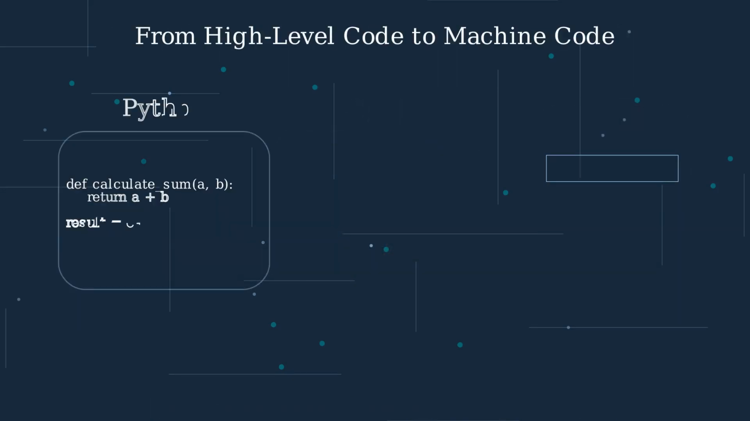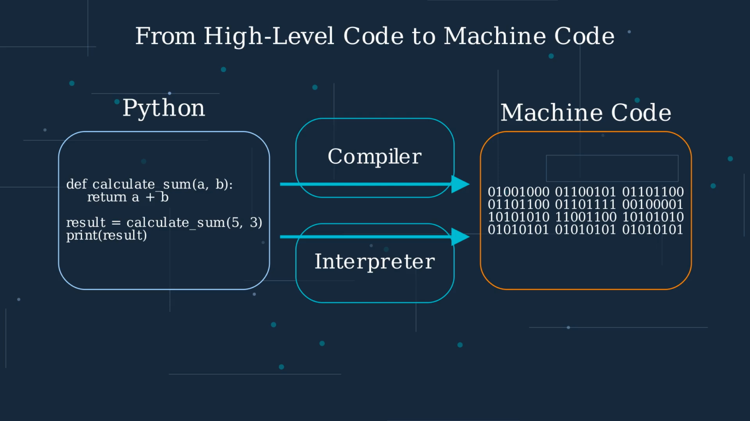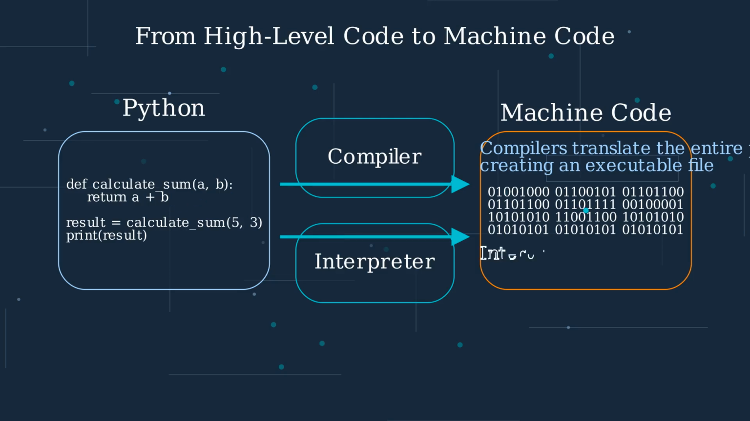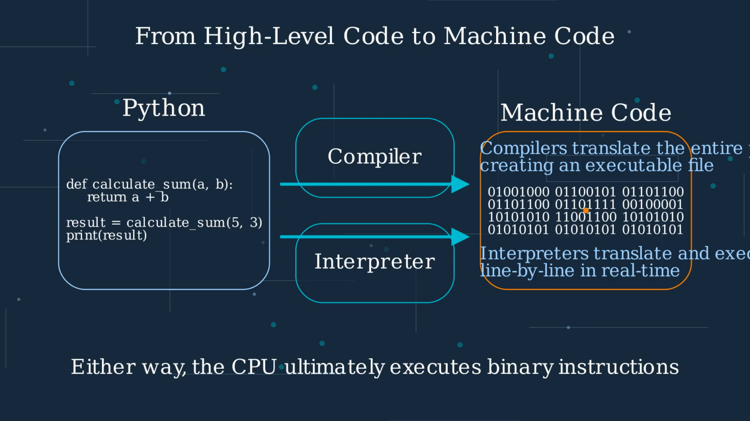Programs are written in high-level languages like Python or Java, which are human-readable but not directly understood by the CPU. Before execution, this code must be translated into machine code, binary instructions that the CPU can directly process. This translation can happen through compilation or interpretation. A compiler translates the entire program at once, creating an executable file that can be run multiple times without retranslation. An interpreter, on the other hand, translates and executes the code line by line in real time, which is more flexible but typically slower. Whether compiled or interpreted, the CPU ultimately executes binary instructions, the only language it truly understands.